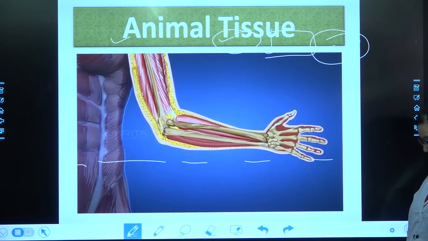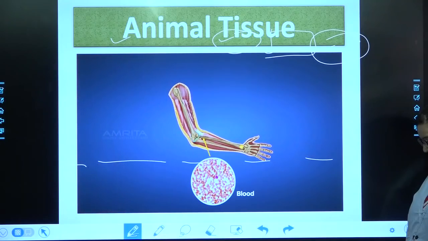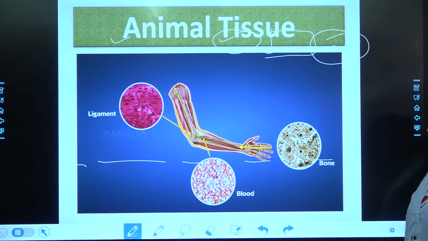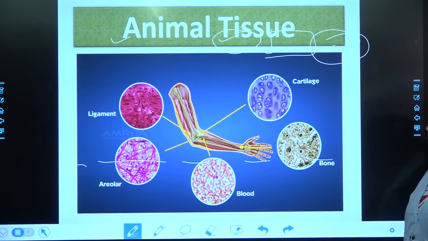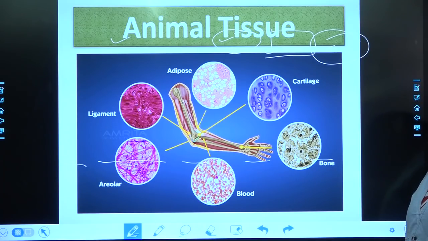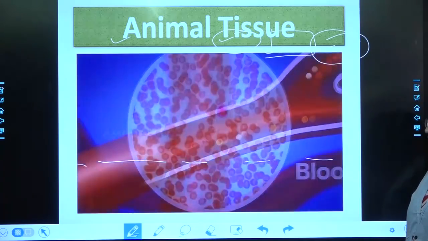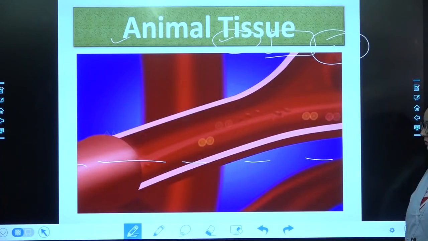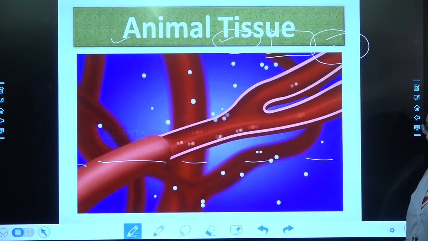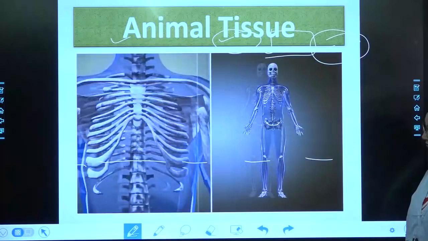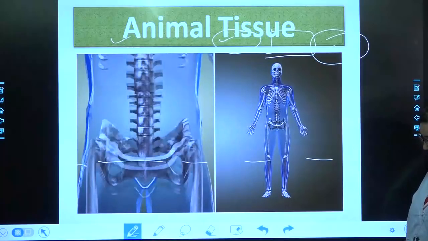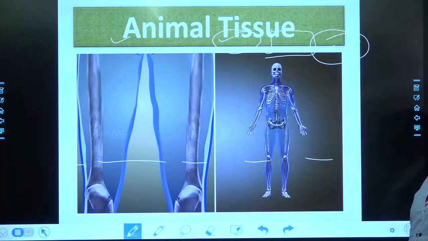Connective tissues are subdivided into blood, bone, ligament, cartilage, areolar, and adipose tissue. The blood contains RBC, WBC, and platelets that transport gases and other materials to different parts of the body. Blood has a fluid matrix. Bone cells secrete calcium that hardens the bone and supports the main organs of the body.